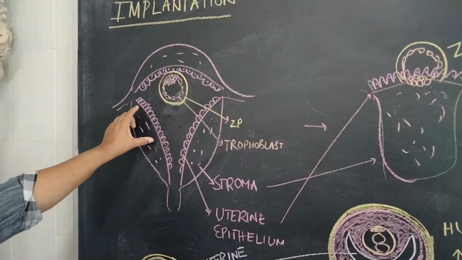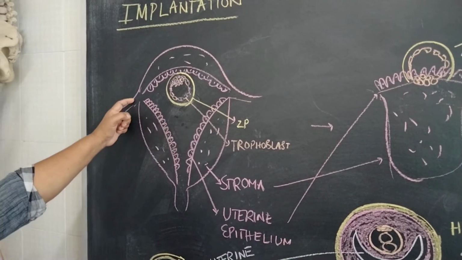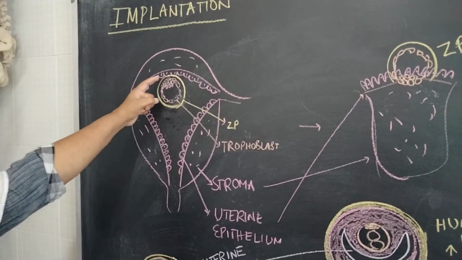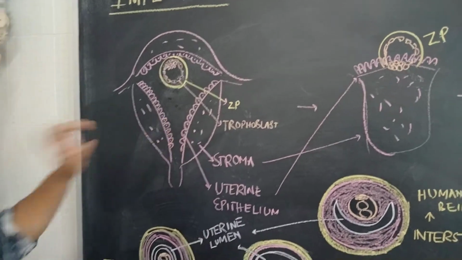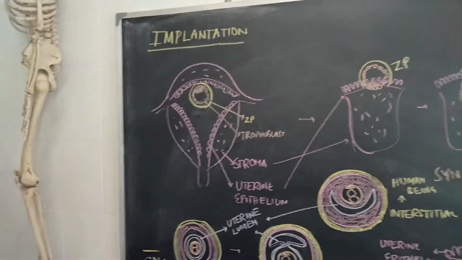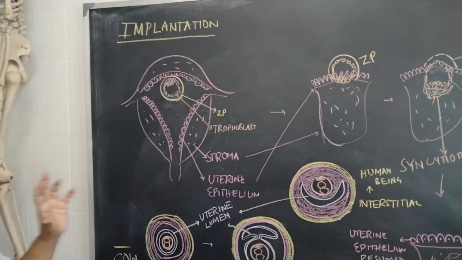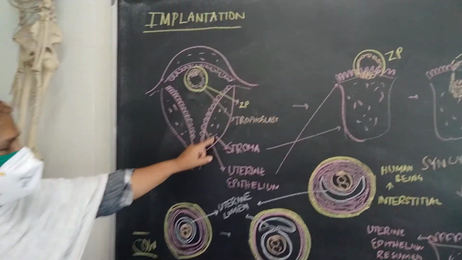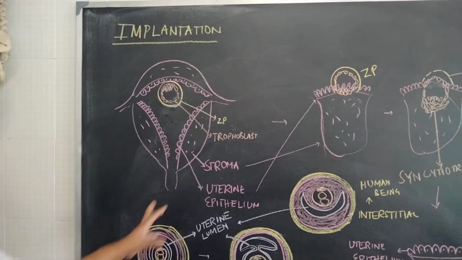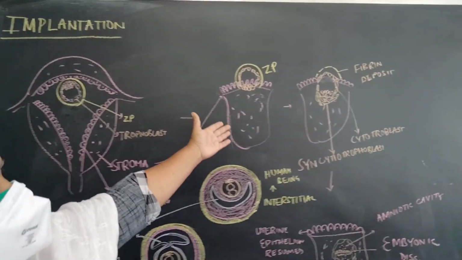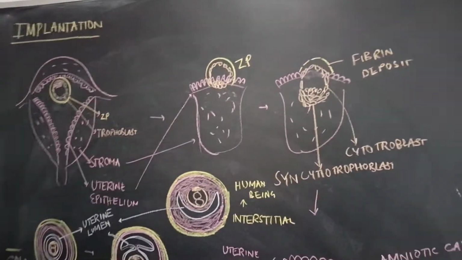This is the uterus, this is the cavity of the uterus. This is the uterine epithelium, and this is called the stroma, the connective tissue content of the uterus. So this is the zona, this is the stroma, and this is the uterine epithelium. Now in the next stage, this is the hatching of the blastocyst.